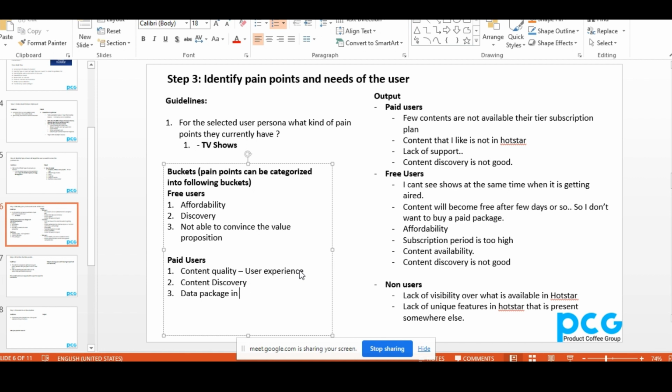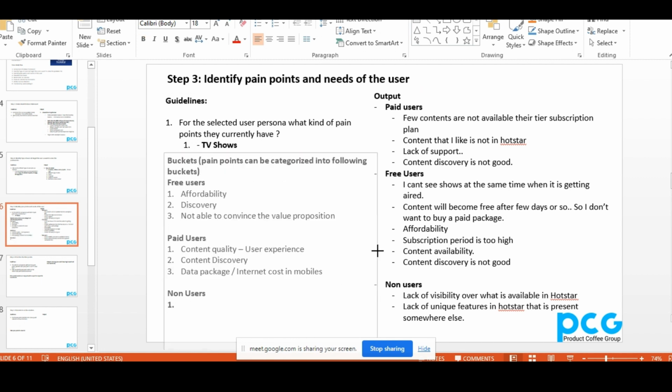For non-users, I think it's probably a different problem altogether. It has nothing to do with content availability. I think for non-users it's as simple as they don't understand Hotstar as an offering in the market. Your brand positioning for them is not strong enough. Or the other problem is that that particular customer demographic is not really your target ICP or your target segment.